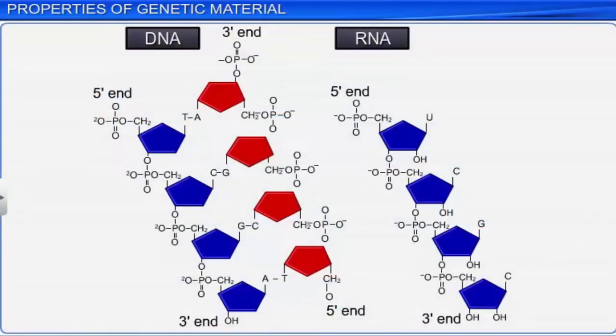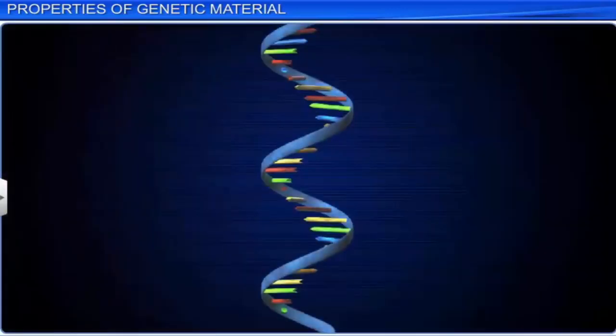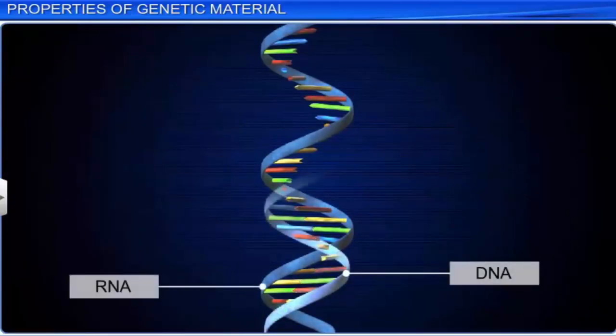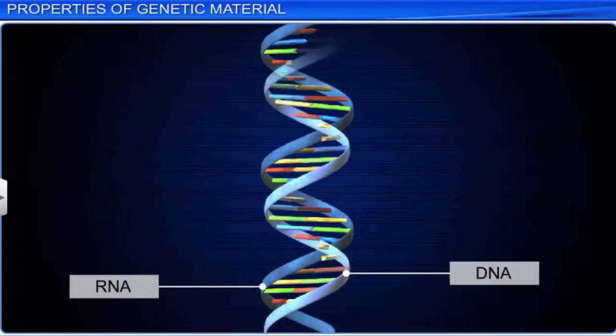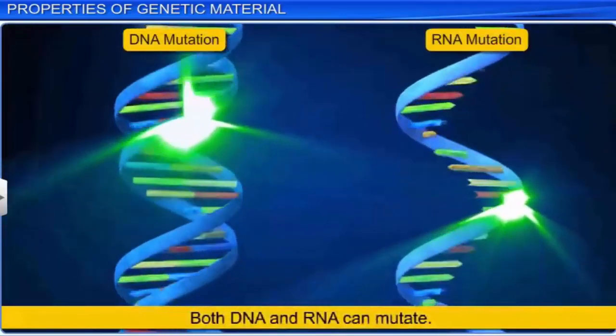Moreover, DNA has thymine instead of uracil that is present in RNA, which makes it more stable. For this reason, it is also said that DNA has evolved from RNA with chemical modifications, making it more stable and, as a result, a better genetic material. Yet, both DNA and RNA can mutate.